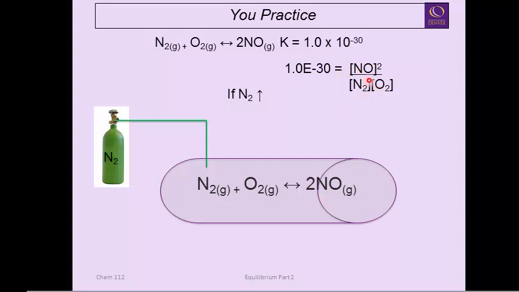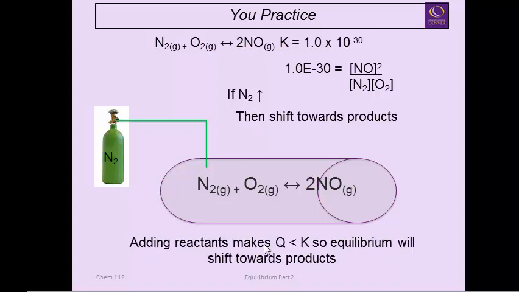So if N2, that's one of the reactants, is going up, Le Chatelier would say, if this is increasing, I'm going to shift in a way that makes it go away, and that's to the right. It's towards products. Now let's look at it this way. If this was going up, dividing by a larger denominator is going to make the number smaller. So now Q is smaller than K, so it's going to also shift towards products, is another way of describing it.